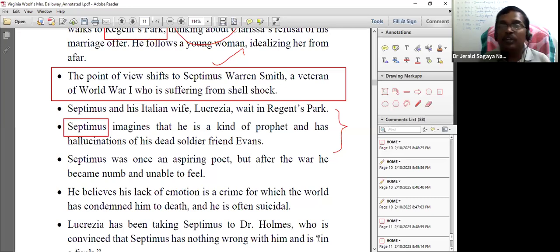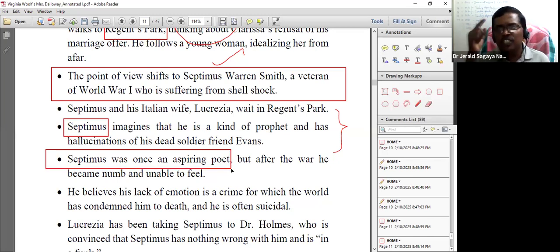And Septimus உடைய பாஸ்ட் என்னவா இருந்தாரு? Septimus before entering into the army, what was he? He was aspiring to become a poet. Why did he enter into the army? He felt that it was his duty to support his country. The Englishmen are so patriotic.